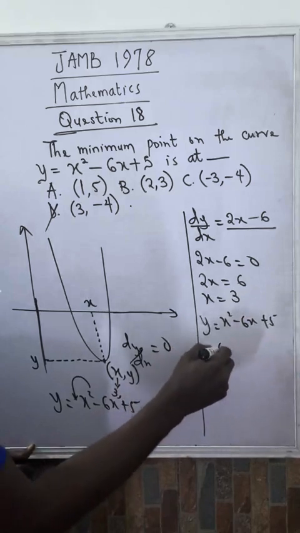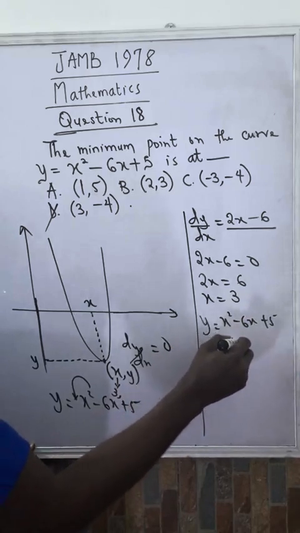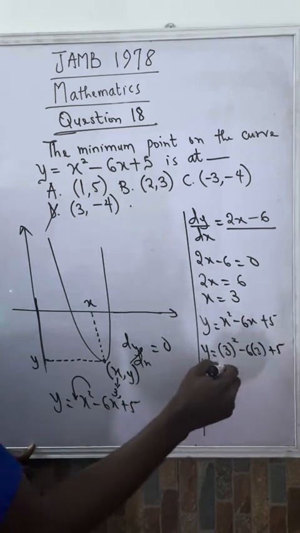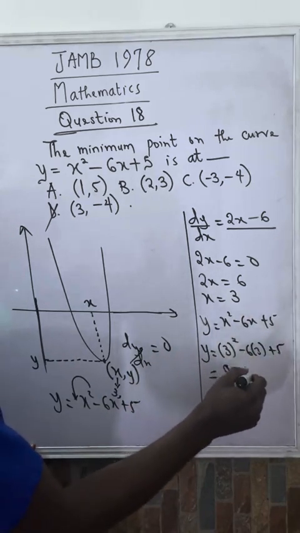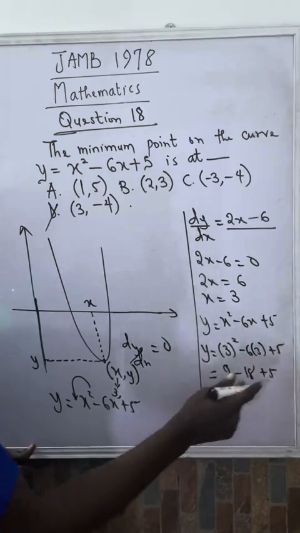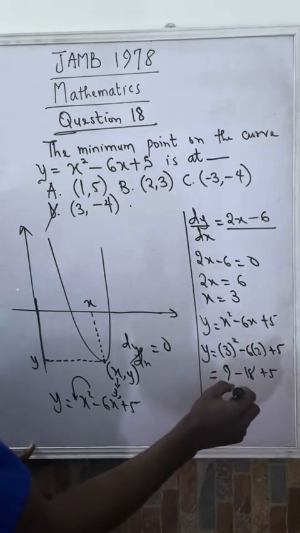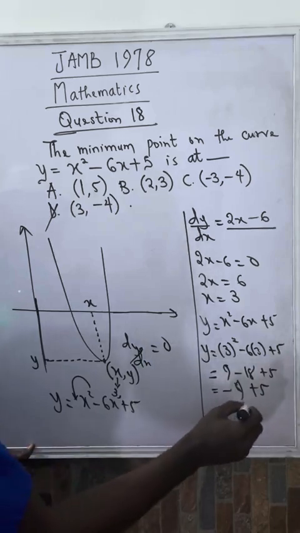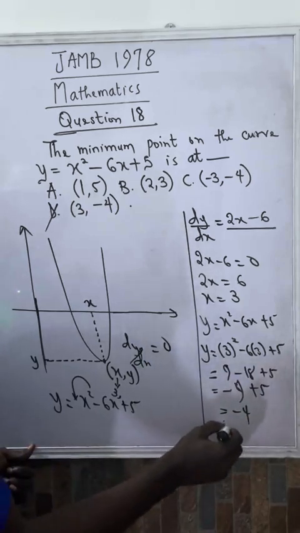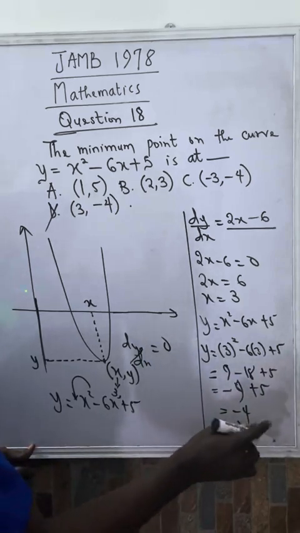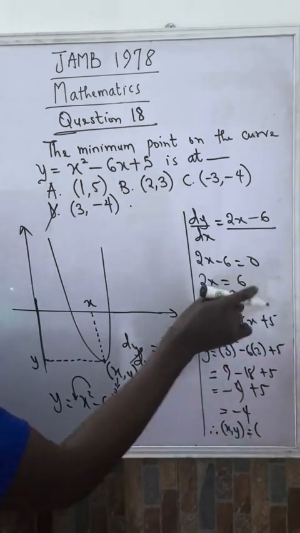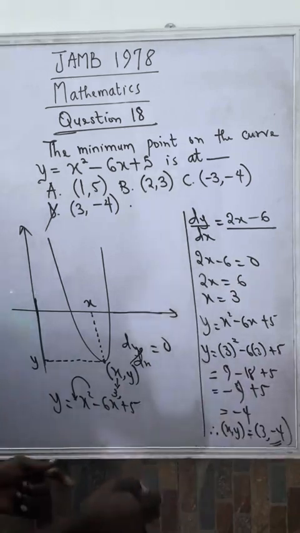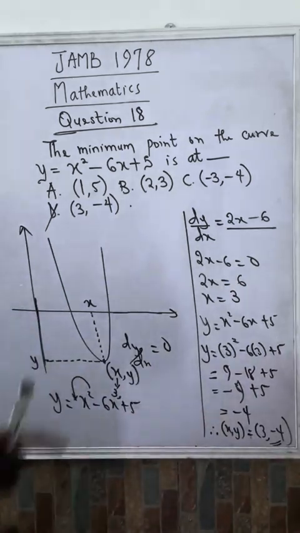So y will be equal to 3 squared minus 6 times 3 plus 5. This will give me 9 minus 18 plus 5. What is 9 minus 18? That gives minus 9, plus 5. So this will just give me minus 4. In that regard, (x, y) will now be equal to what? What's the value of x? 3, comma, what's the value of y? Negative 4. So the point is D. Option D, that's (3, negative 4).